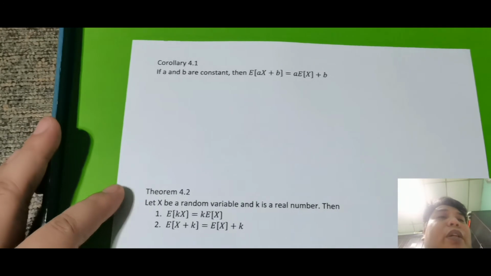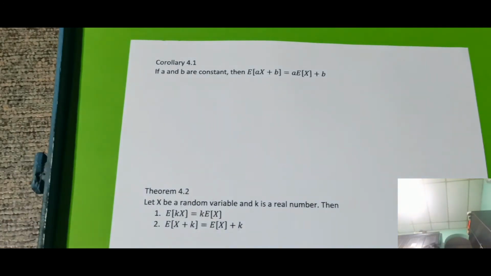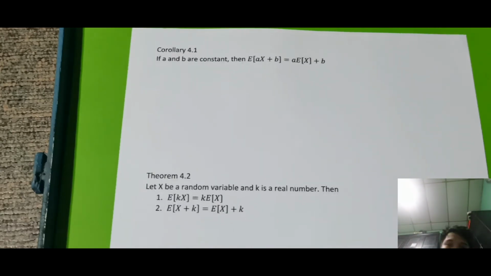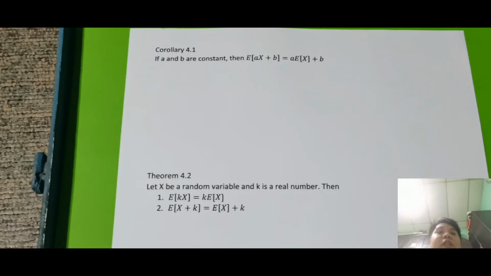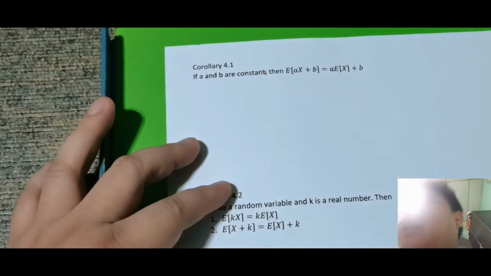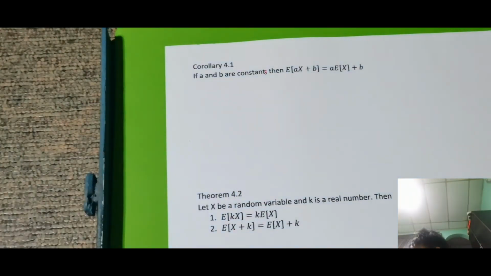Okay, tuloy-tuloy ko lang para mabilis konti. Ito, meron akong corollary 4.1. Parang hinugot siya dun sa ating proposition, hindi naman totally hinugot. Start natin sa corollary 4.1. If a and b are constants, madami dapat dyan. Tama ba, are constants? Bulok na ako sa English.